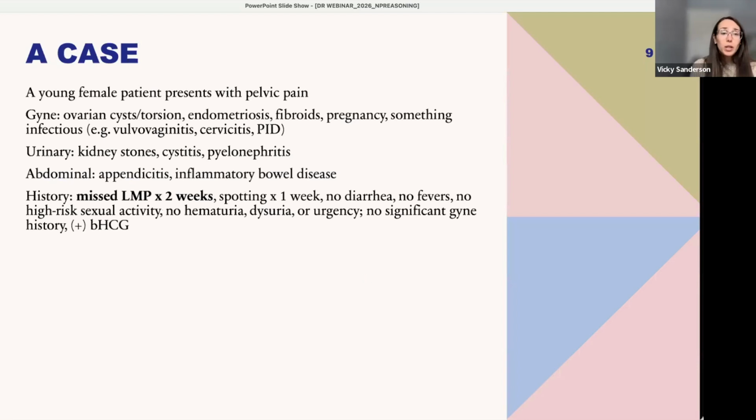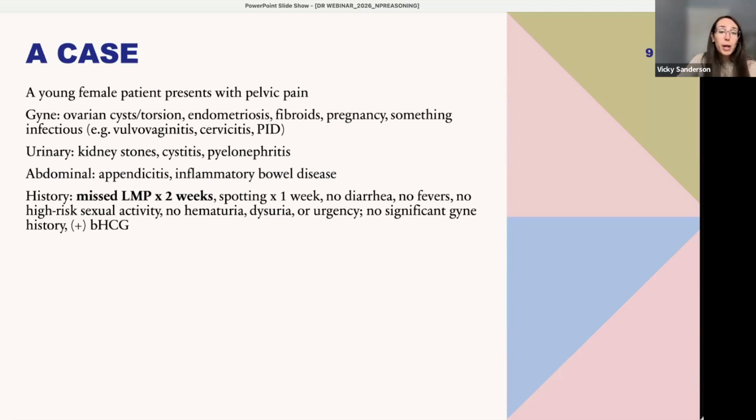So on the history, we learned that she's had a missed LMP for 2 weeks. She's had spotting for a week. She doesn't have any GI symptoms or systemic symptoms. She denies any high-risk sexual activity, and there's no urinary symptoms either. So the major test result here is a positive beta, right? So there's pregnancy happening, whether it's an ectopic or a miscarriage.